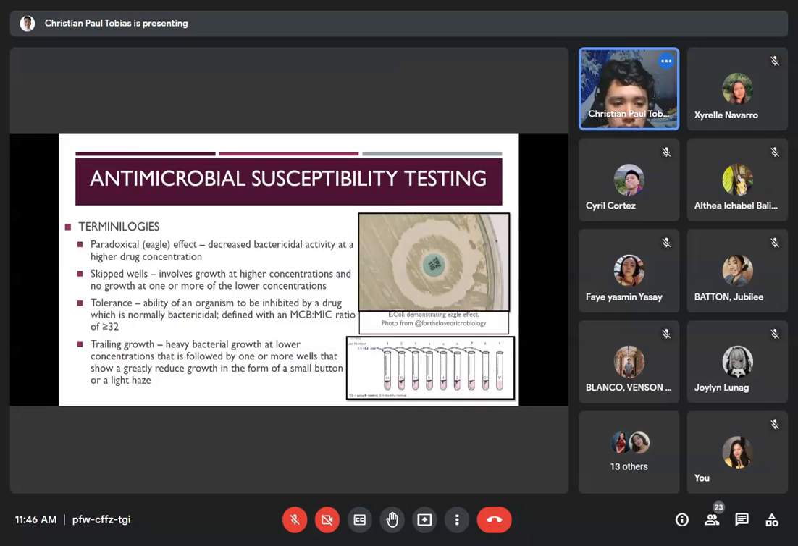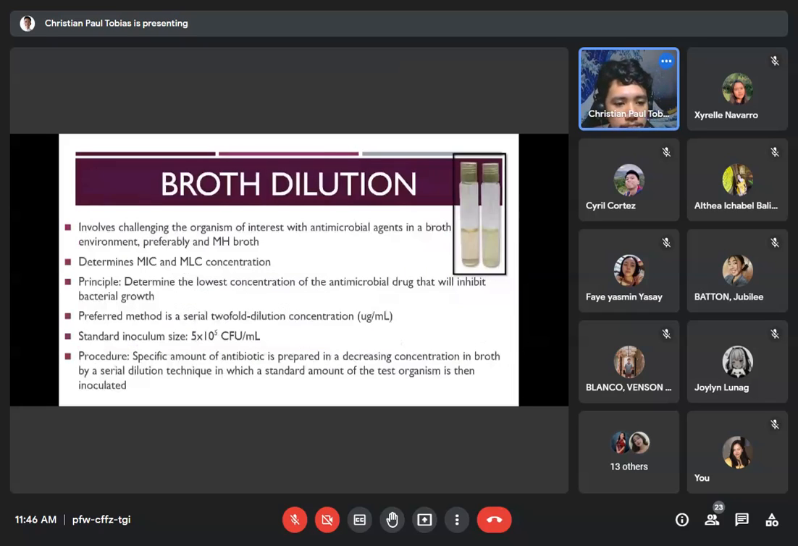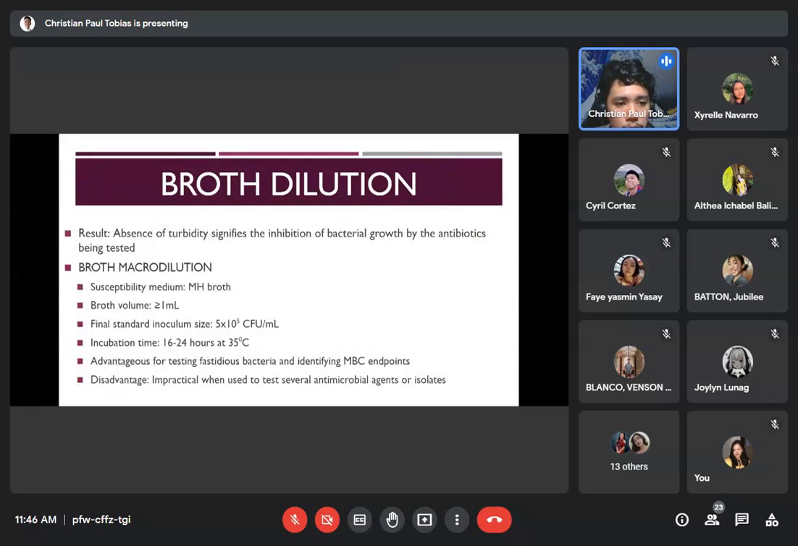Okay. So, result: absence of turbidity signifies the inhibition of bacterial growth by the antibiotics being tested. So, if there is turbidity, that means there is bacterial growth. If there is no turbidity, no growth.